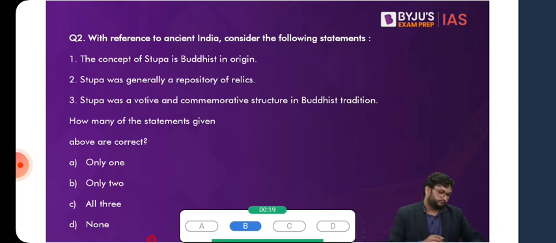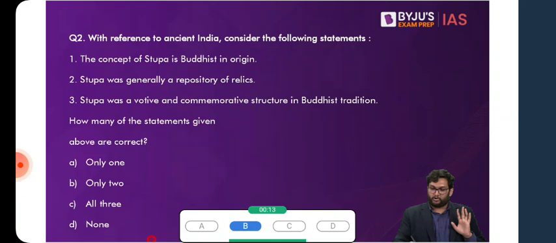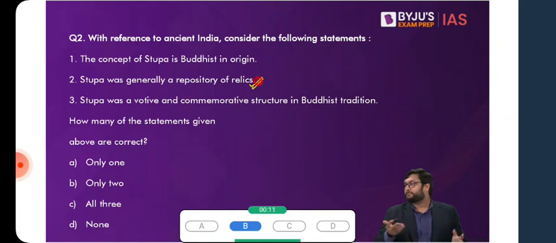See, both B and C are correct. This is what the official key really matters. See, stupas are generally repositories of relics. That is a totally fine point. Stupas commemorate Buddhist tradition. Totally correct point. Now, the first is the problem here. See, it can be B, it can be C, both. You will find different answers in different institutes.